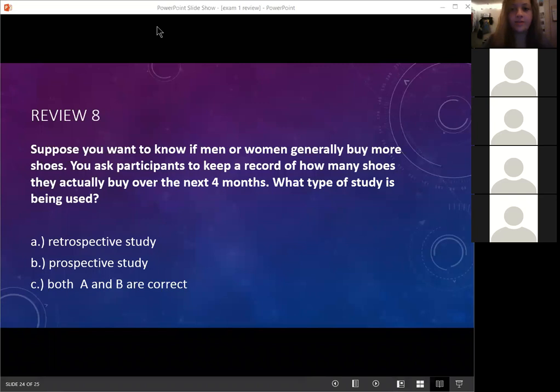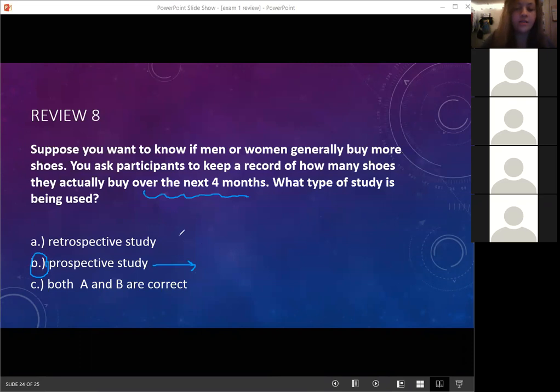Absolutely. Good job, guys. This is going to be a prospective study because they are taking a group and then following them over a period of time, over the next 4 months. A prospective study is in the future. Remember, retrospective would be in the past. So in this case, they're definitely looking into the future, following one group over the next 4 months, so it will be prospective. Good job.